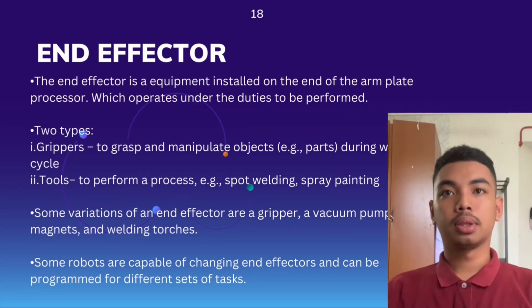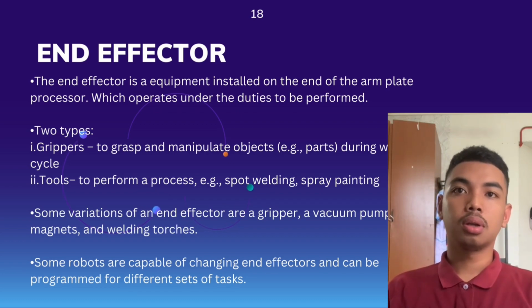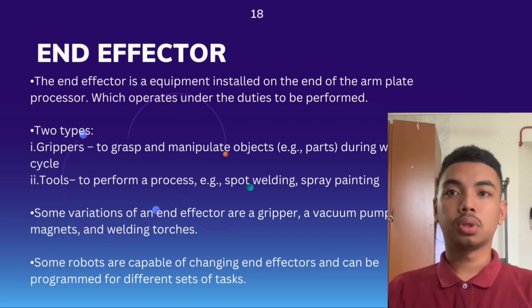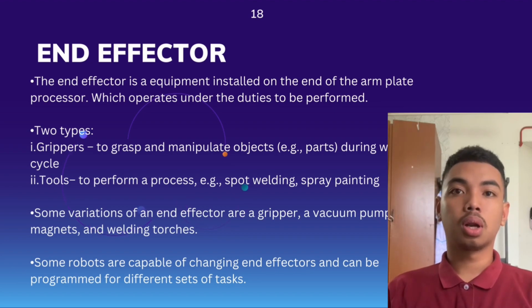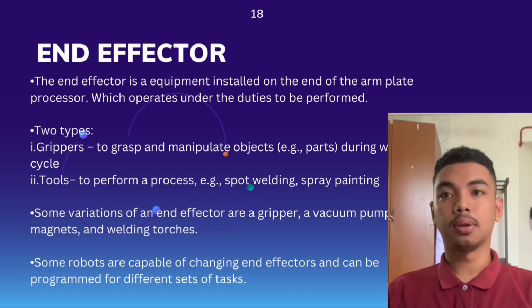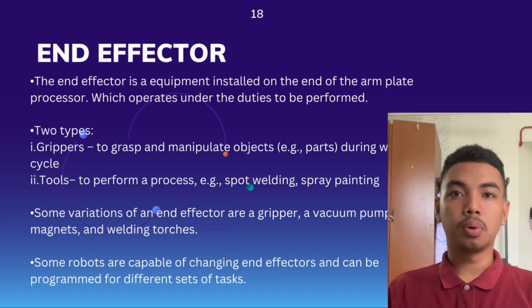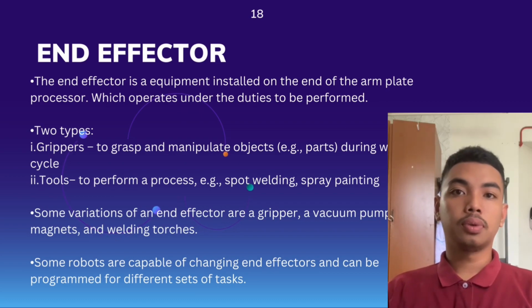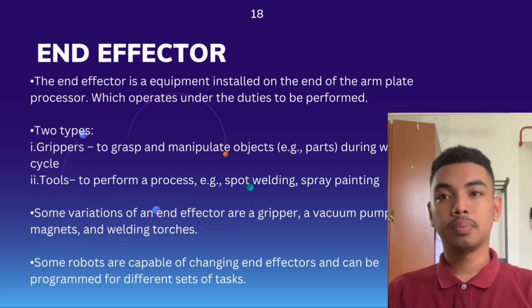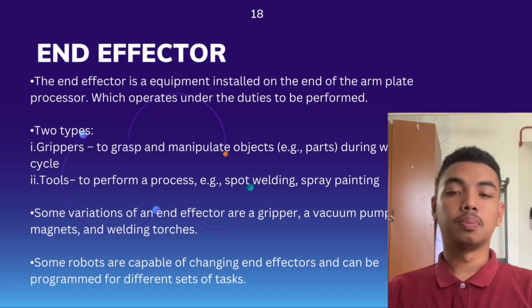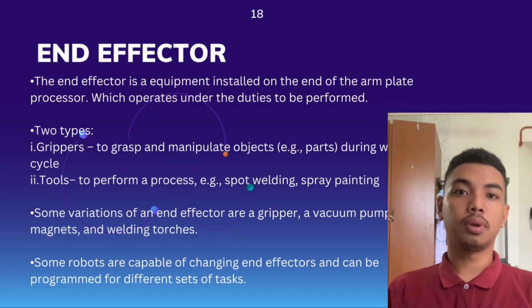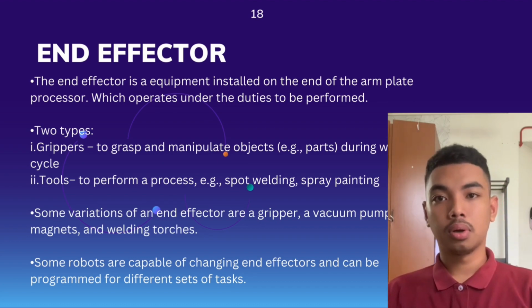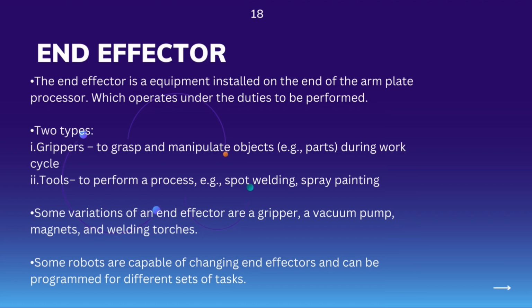Next is the end effector. The end effector is equipment installed on the end of the robot manipulator, which operates according to the duties to be performed. Two types: number 1, grippers to grasp and manipulate objects during the work cycle, and number 2, tools to perform a process like spot welding and spray painting. Some variations of the end effector are grippers like a vacuum pump, a magnet, and a welding torch. Some robots are capable of changing end effectors and can be programmed for different sets of tasks.